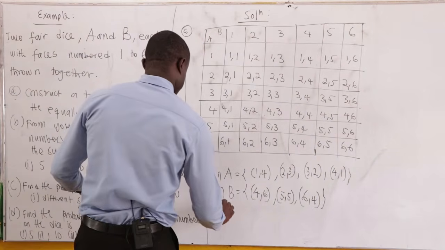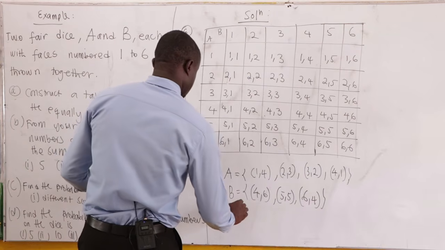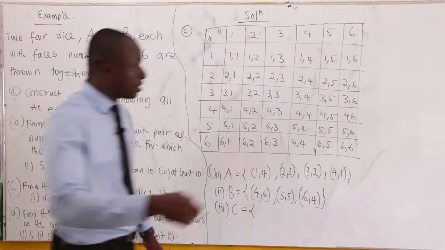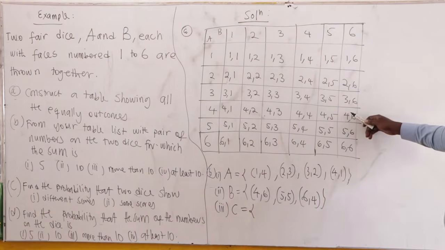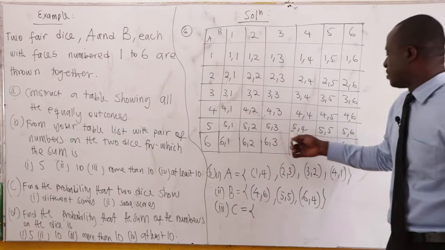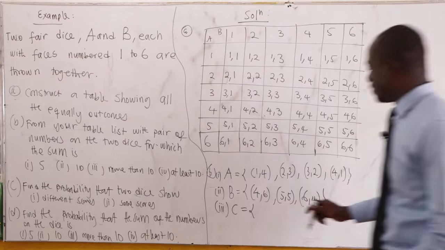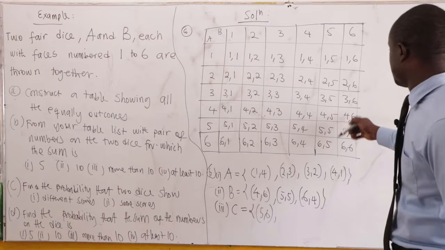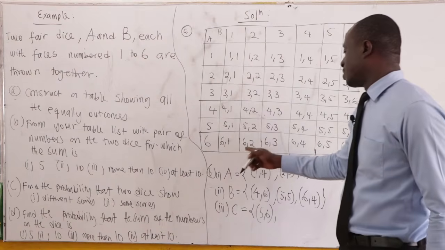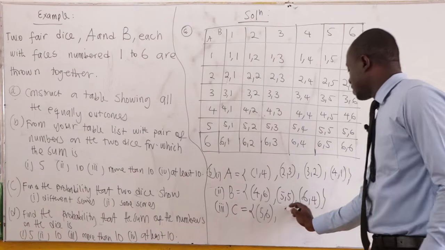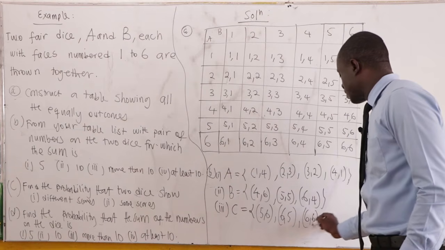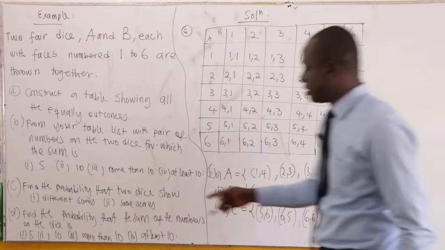Now let's see the third one: more than 10. Let's suppose that C is that particular event. The sum is more than 10. 4 plus 6 is giving us 10, no. It says more than 10. So 5 plus 5 is 10, no. But 5, 6 is part. Now 6, 1, no. 6, 2, 6, 3, 6, 4, no. 6, 5, and 6, 6. So 5, 6; 6, 5; and then 6, 6. That is more than 10.